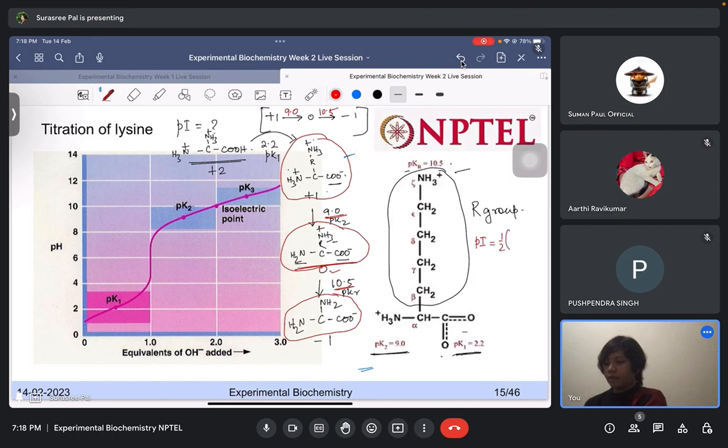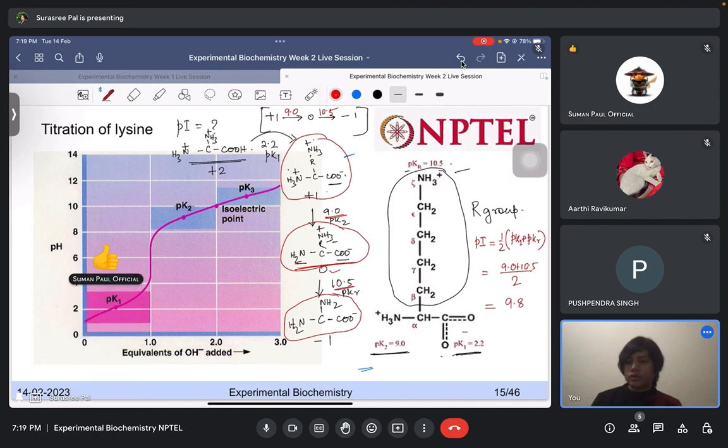Half of pK2 plus pKr, which is 9 plus 10.5 divided by 2, right? So approximately 19.5 divided by 2, which is approximately we can say 9.8, right?